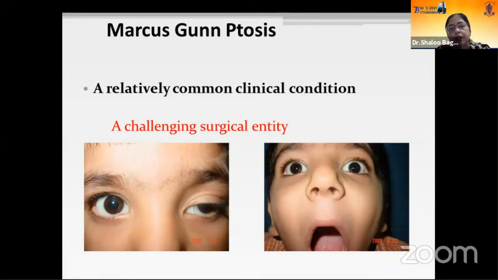So coming to Marcus Gunn ptosis, it is a challenging entity. It's a synkinetic ptosis where the excursion of the upper lid occurs due to the movement of the jaw because of the trigeminal oculomotor synkinesis.